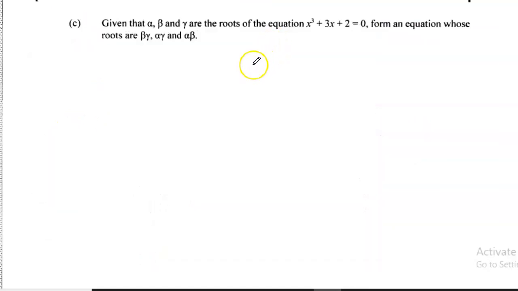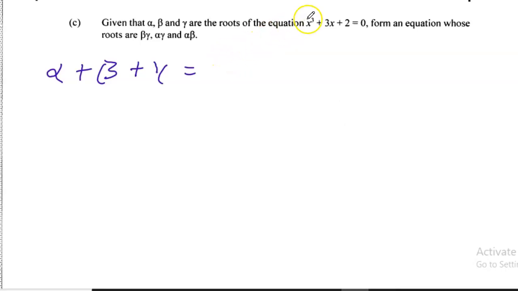Given that alpha, beta, and gamma are the roots of the equation x cubed plus 3x plus 2 equals 0, form an equation whose roots are beta gamma, alpha gamma, alpha beta. Now, recall that for this equation here, x cubed plus 3x plus 2, the sum of the roots of any cubic polynomial is negative b over a. And notice b is the coefficient of the x squared, and there's no x squared term there, so of course 0.